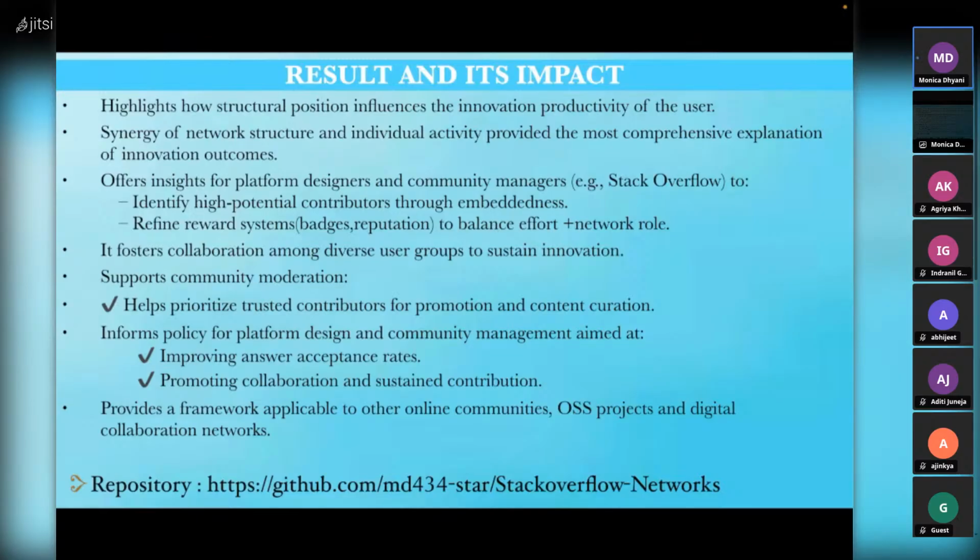By analyzing the structural position and users' behavior, they can be recommended for elevated roles also, like the role of moderators and reviewers, as per their contribution in the platform. So this framework is generalizable, and it can be generalized to other online innovation networks also.